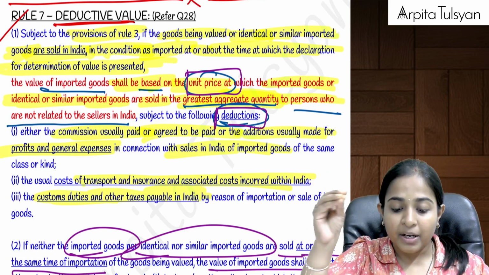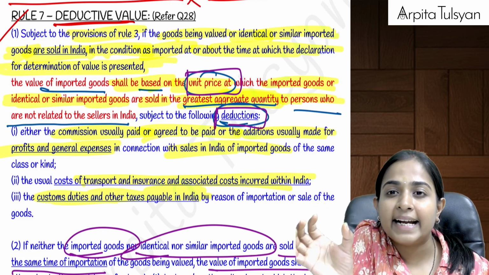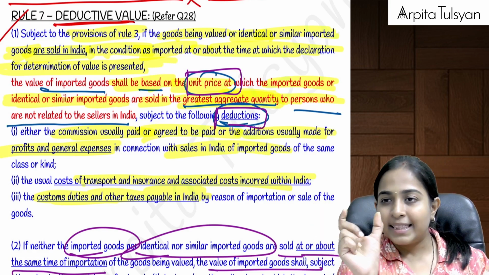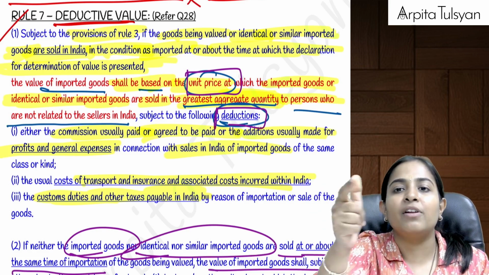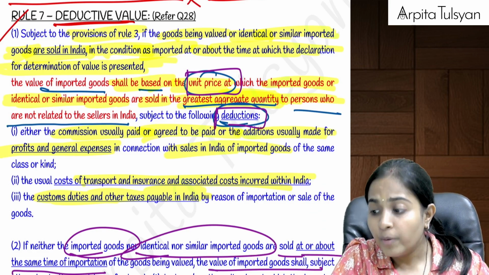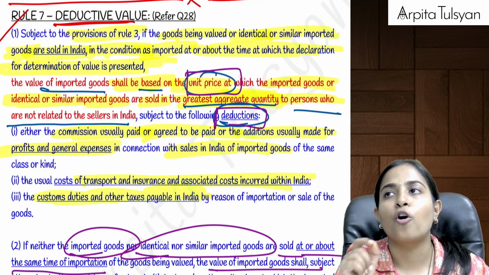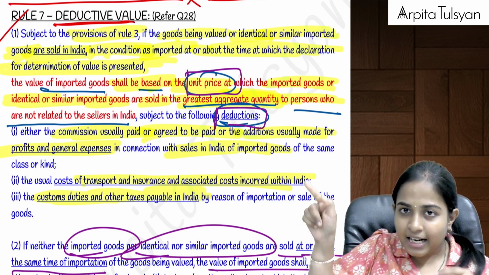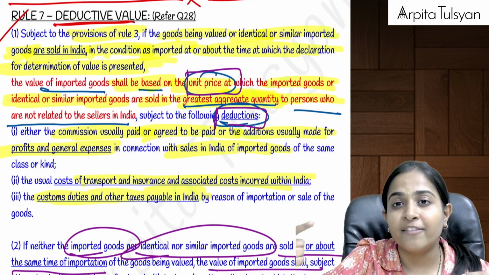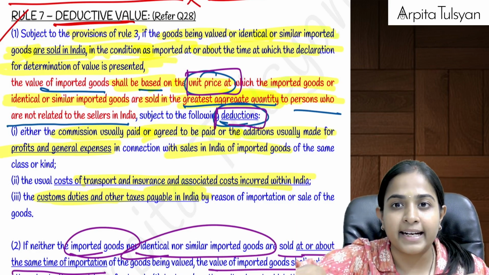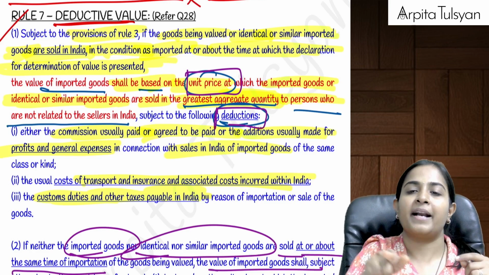Then at whatever price he has sold the greatest aggregate quantity, that unit price at which the maximum quantity has been sold will be considered as your value. But from that value, just come backwards. Can we say that is the resale price in India? So in that, profit will be added, general expenses incurred in India will be added, taxes in India will be added. All those things are to be subtracted, deducted.